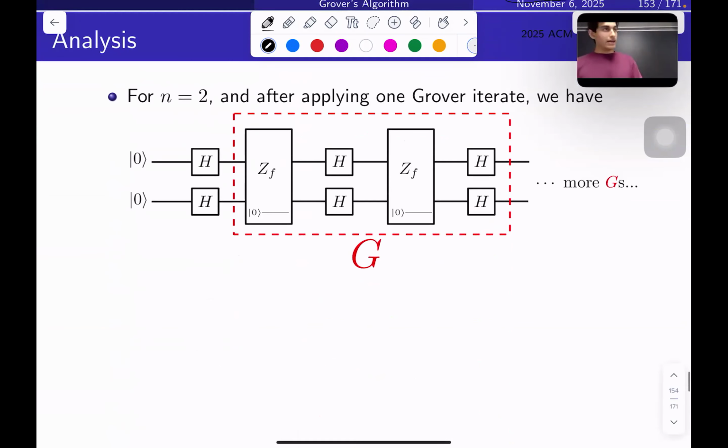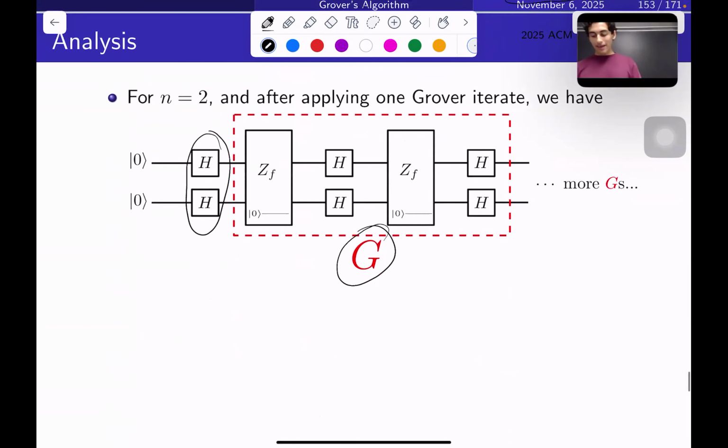In circuit form, let's just say n equals 2. You apply a Grover iterate. It looks like this. So first you apply a layer of Hadamard gates. You apply one Grover iterate, and then you're increased by 2 theta in that space. We just analyzed that, and you just keep applying G's to get closer to the A axis.